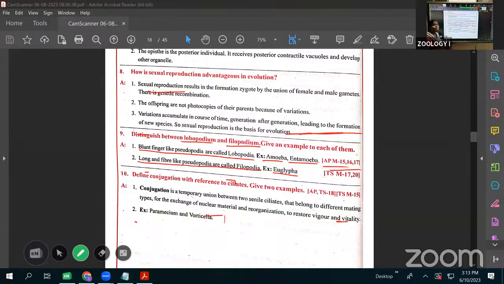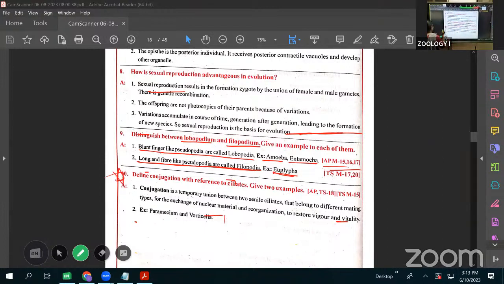Example, Euglypha. These are the types of pseudopodia we discussed. The first is the blunt finger-like pseudopodia, present in amoeba and Entamoeba. Next, the long fiber-like pseudopodia are called filopodia. Example, Euglypha.